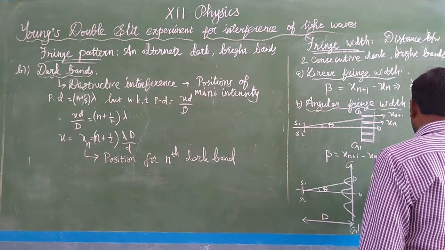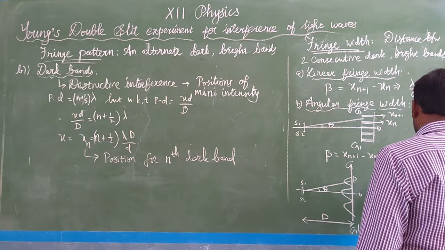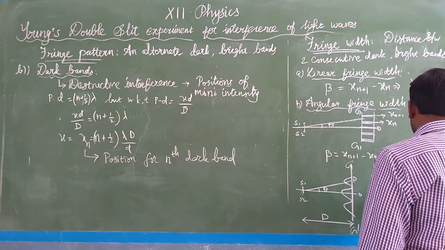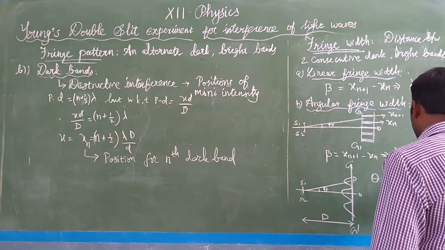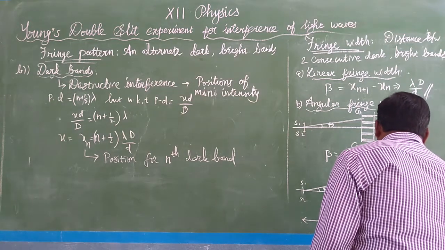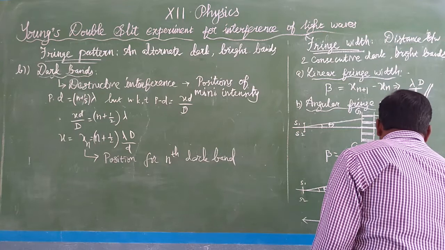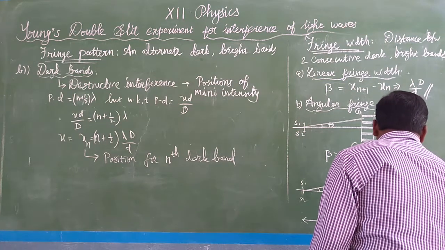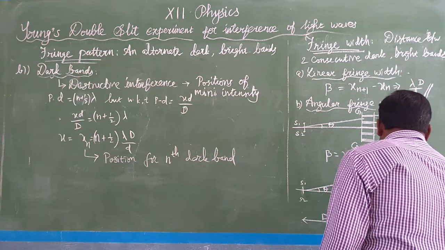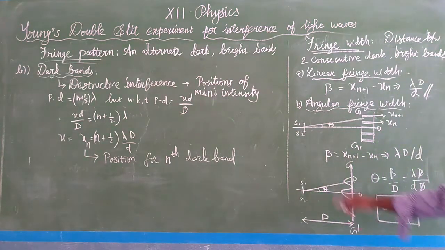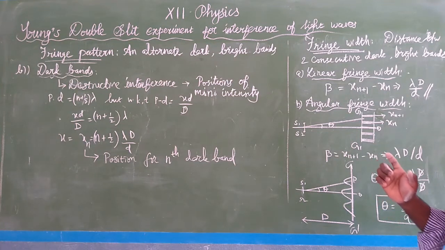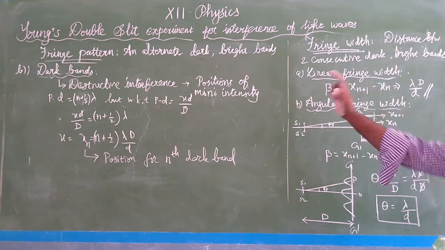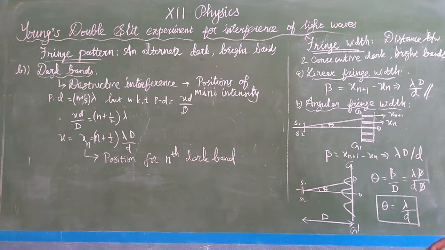Already we know beta is lambda D by d, where small d is the slit separation and capital D is the screen distance. So the distances cancel. Therefore angular fringe width theta is equal to lambda by d. This is the angle subtended between the center of the two slits to the bright and dark fringes on the screen. In your book, they will have given that image in detail, showing how the interference fringes look and how the bright lines and dark lines are arranged.